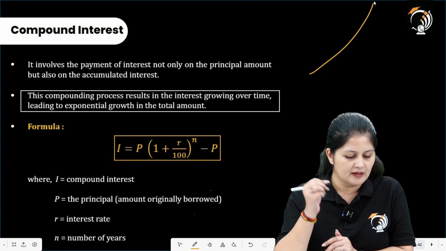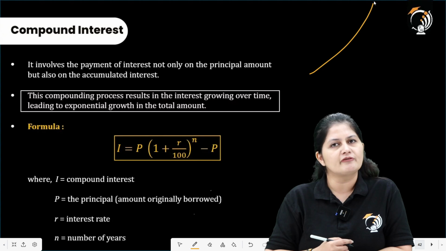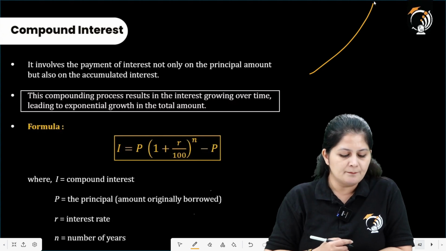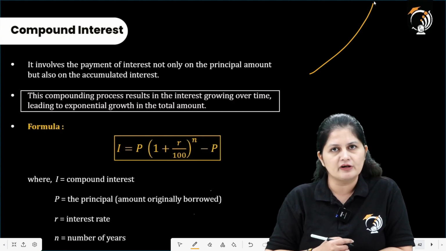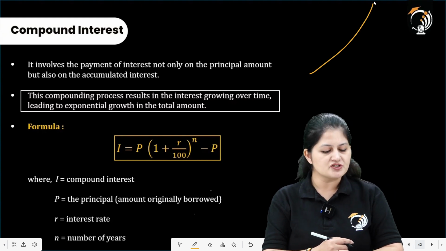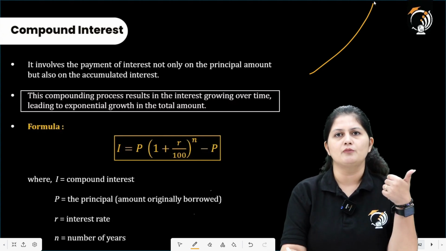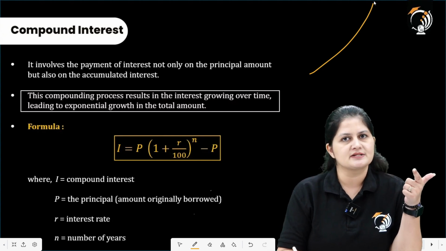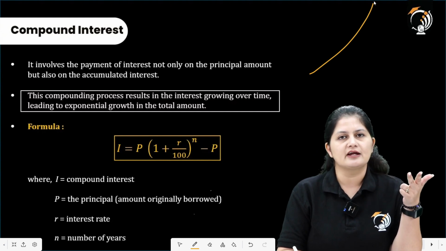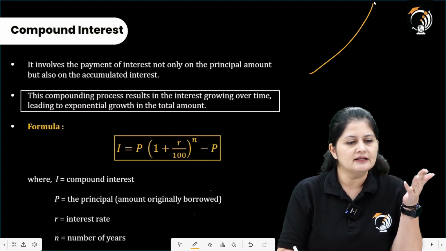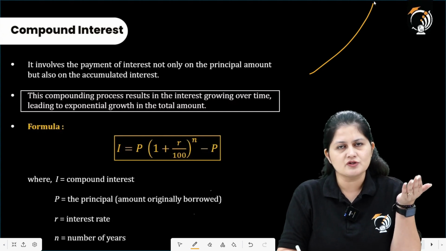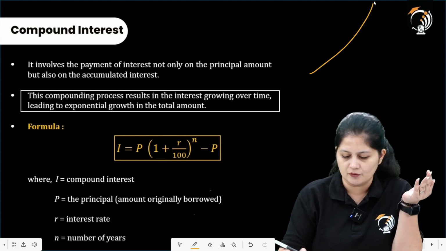Okay. Further, the formula for finding the interest here goes as P multiplied by 1 plus R over 100 raised to the power n, minus P. The denominations are going to be the same. P is the amount borrowed, right? I is going to represent the interest here, R is the rate of interest and n is the number of years. Okay, so these are the standard denominations that we are going to use.